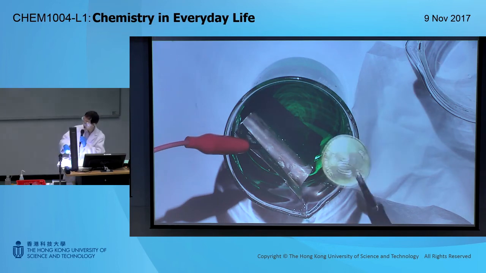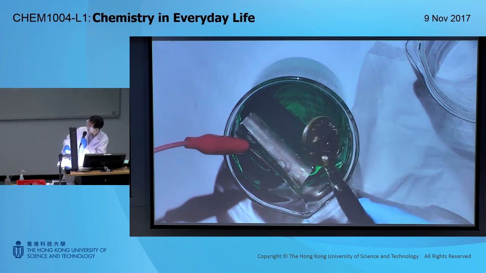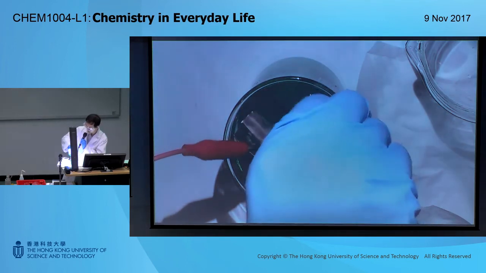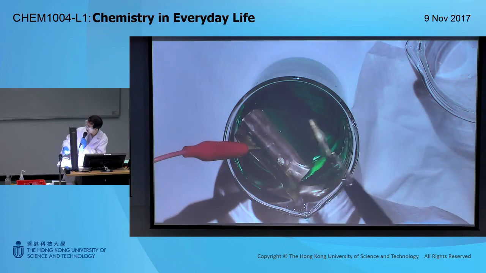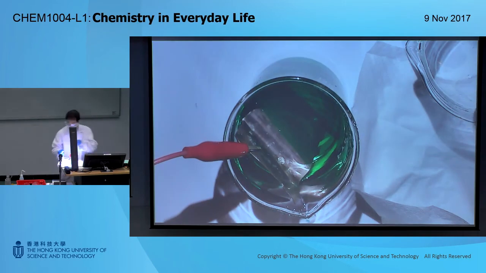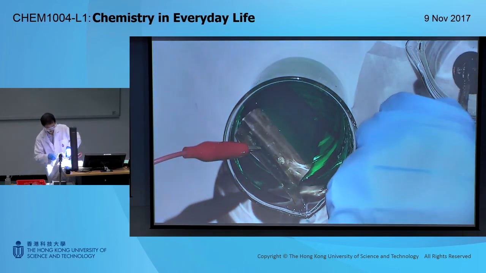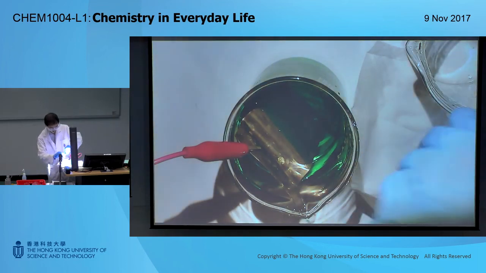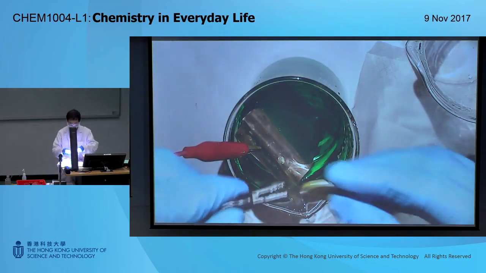Okay, so now the first coin looks golden. The golden brass coin goes in. Just very briefly, it goes out, and it's now a silver coin. Okay, so you can see it's very, very quick. Just dip it in, and it's done. I'm going to repeat this, the factory now.